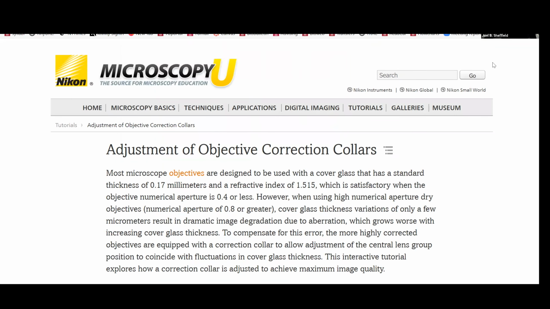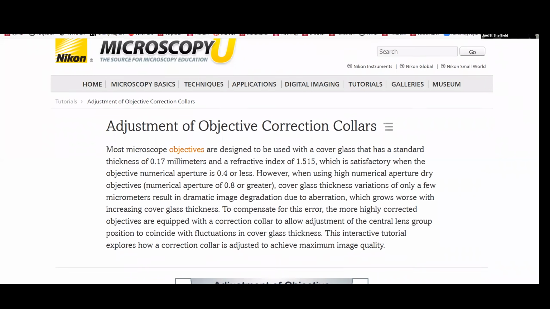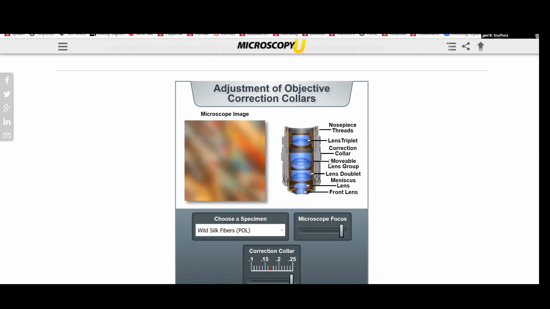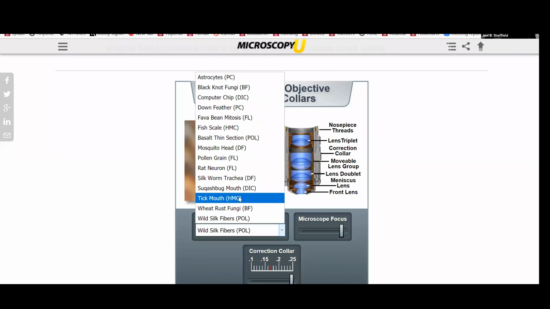So this is a demonstration from something called Microscopy U, which is a derivative of the original Microscopy website. But it has this, here you can see the movable lens group. And here you can see something that should be in focus. I think I'm going to change the sample. There are lots of samples. I'm going to put this so you can play this game yourself.